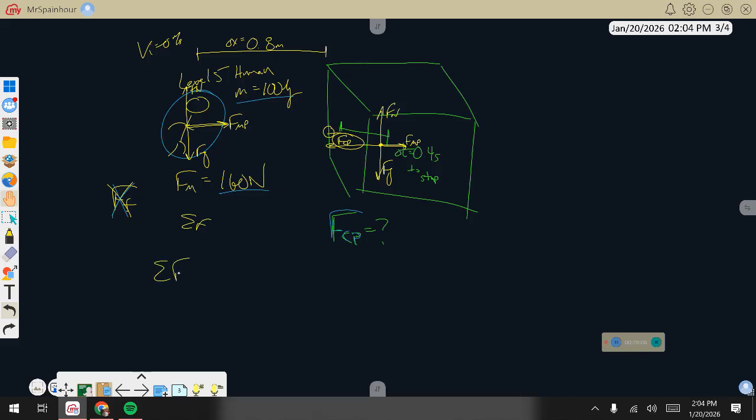So if you just do sum of forces in the x equals mass times acceleration in the x, this should just be force of muscles on person, because we didn't do friction, right? That is equal to mass times acceleration in the x, which would just be 160 newtons divided by 100 kilograms. So acceleration is 1.6 meters per second squared. Does that make sense?